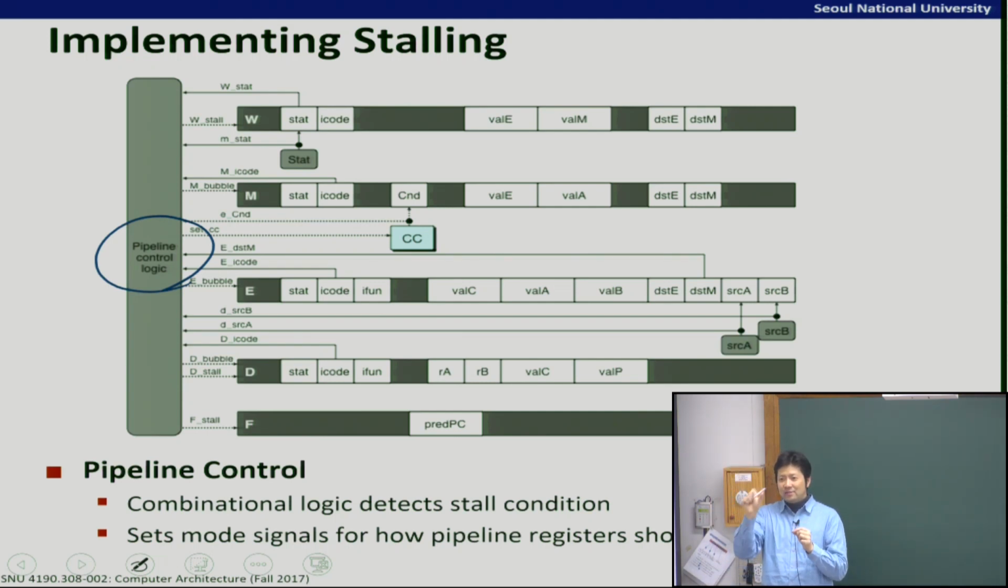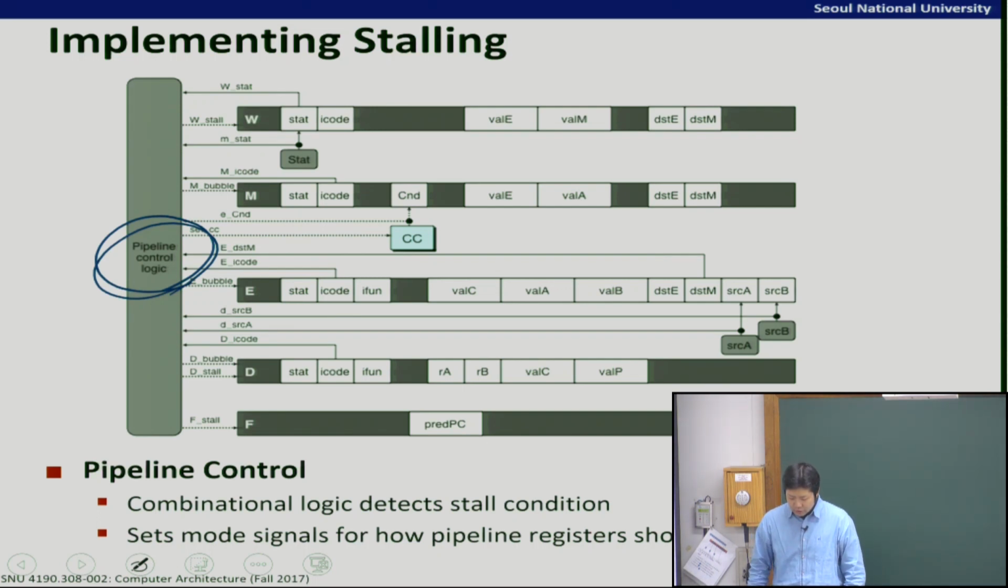Either dstE and srcA match, or dstE and srcB match, in E stage or M stage or W stage. If any of these conditions matches, we need to stall the pipeline, and that's done by this pipeline control logic.